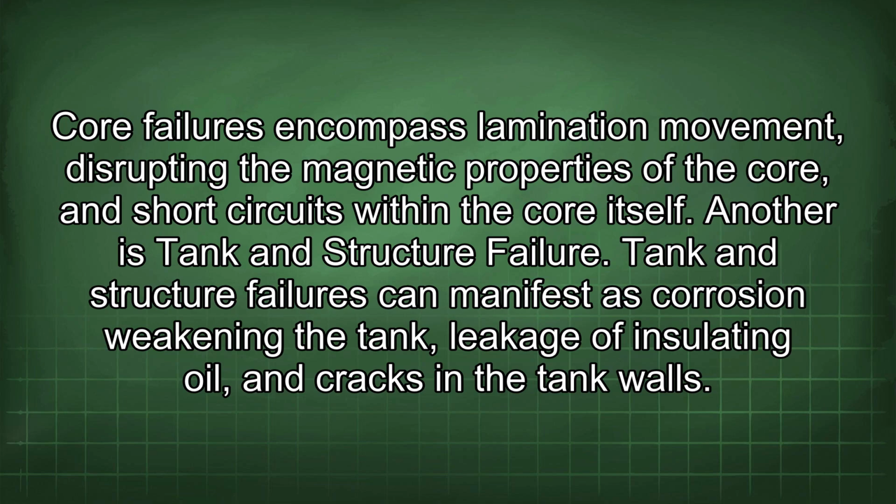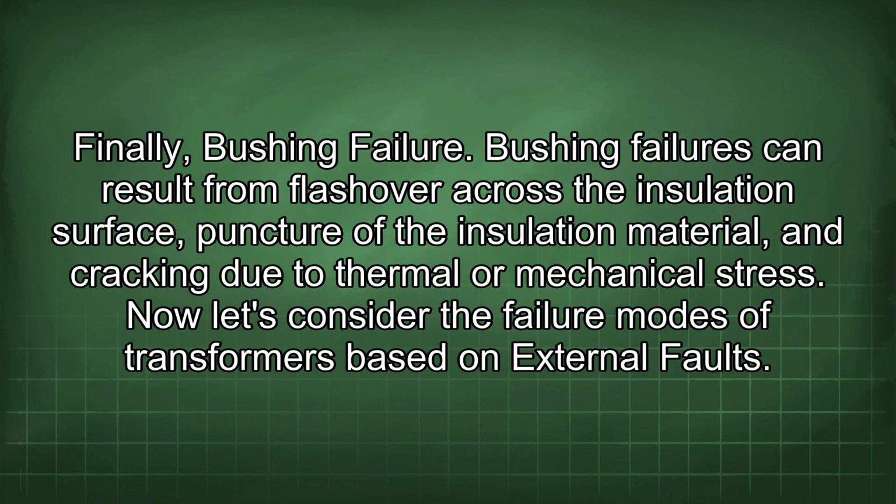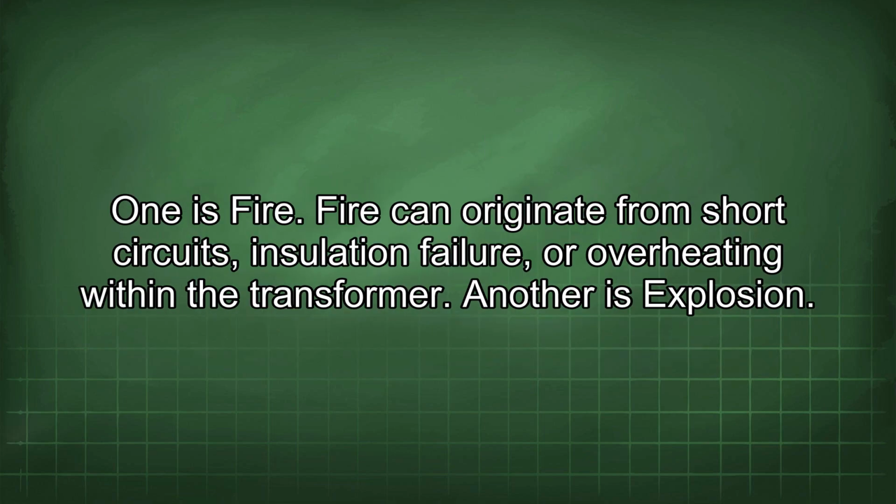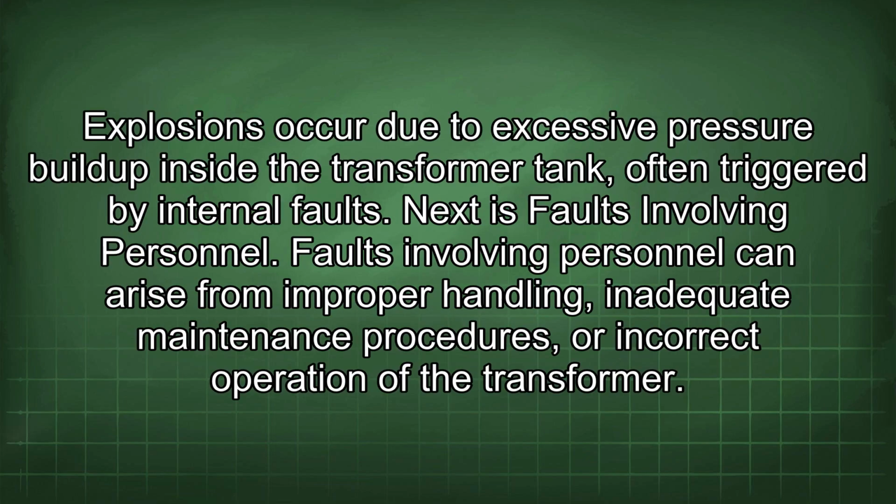Tank and structure failures can manifest as corrosion weakening the tank, leakage of insulating oil, and cracks in the tank walls. Finally, bushing failure. Bushing failures can result from flashover across the insulation surface, puncture of the insulation material, and cracking due to thermal or mechanical stress. Now let's consider the failure modes of transformers based on external faults. One is fire. Fire can originate from short circuits, insulation failure, or overheating within the transformer. Another is explosion. Explosions occur due to excessive pressure buildup inside the transformer tank, often triggered by internal faults.